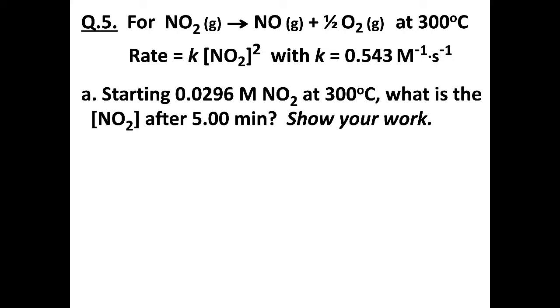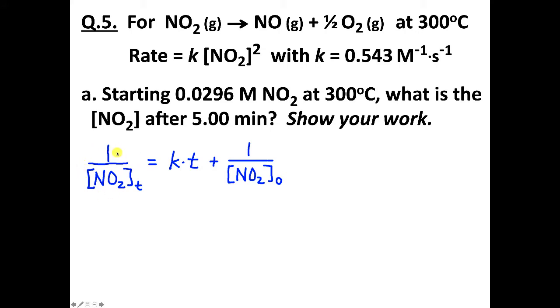Okay, so let's see how you did. It's a second order rate law. So the relationship between concentration and time is as shown. 1 over concentration of NO2 at time t is the rate constant K times the time that has elapsed, plus 1 over concentration of NO2 initial, or NO2 naught.